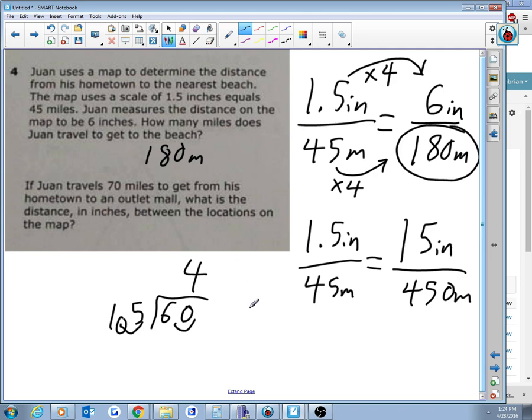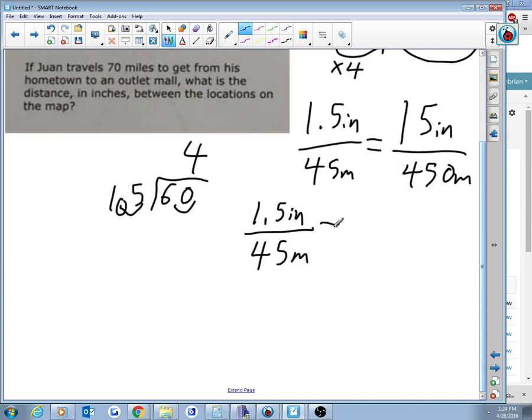inches? Okay, so I've still got the same ratio. I've got 1.5 inches for every 45 miles. And this time I want to know if I've got 70 miles. So since I have miles down here, I'm going to have to keep my miles down there. So 70 divided by 45 is what I'm going to have to do to find out what my scale factor is.